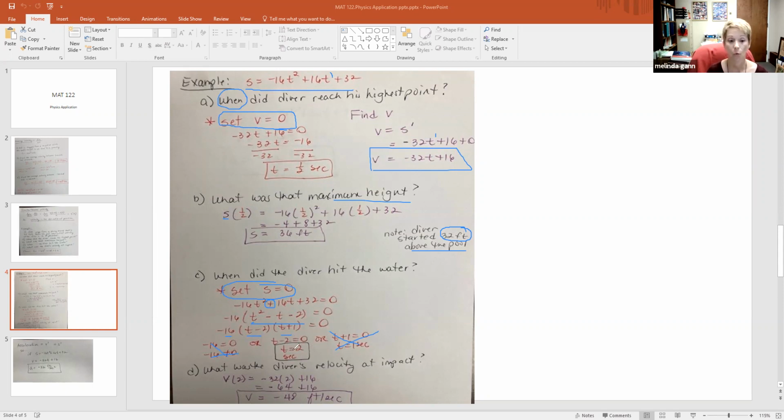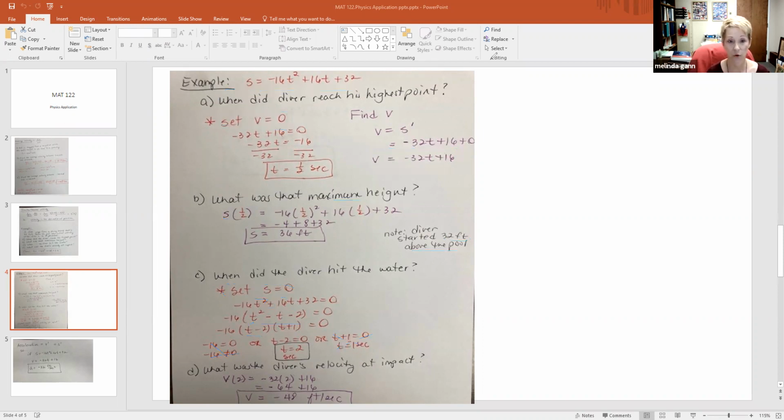Well, then it says, what was the diver's velocity? Well, if I want to find the diver's velocity, I plug time into the velocity formula. I just need to know how long it took. Well, I found out here it took it 2 seconds. So I plugged 2 in that formula and got a negative 48 feet per second.